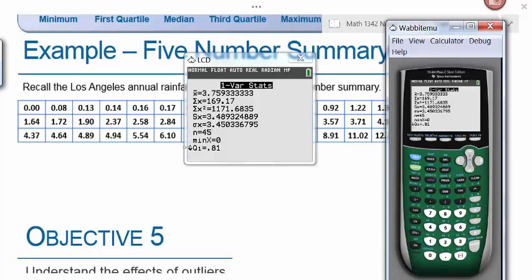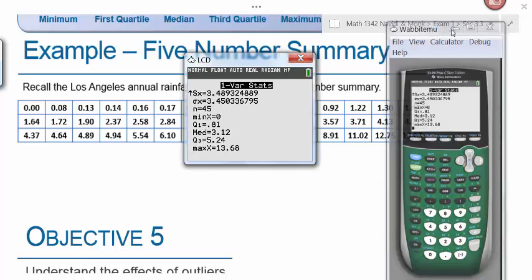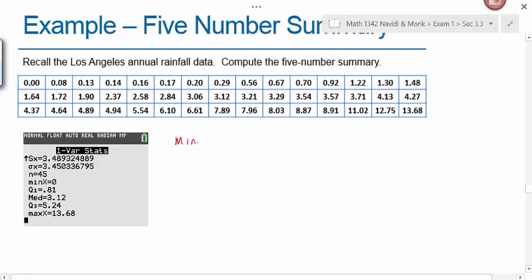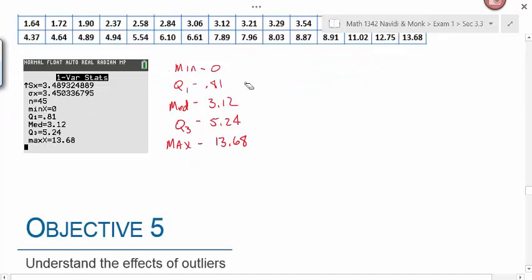And then this arrow right here means that we have more information below. So we scroll all the way down, and there is our 5-number summary. Our minimum value is the smallest data value that's in our set. That's 0. Q1 is the first quartile, and that's 0.81. Q2 is the median, and that's 3.12. Q3 is our third quartile, and that's 5.24. And then your maximum value is 13.68. It's pretty straightforward. We use this 5-number summary, though, to identify outliers and make a box plot.